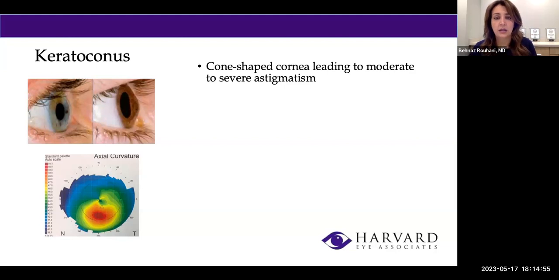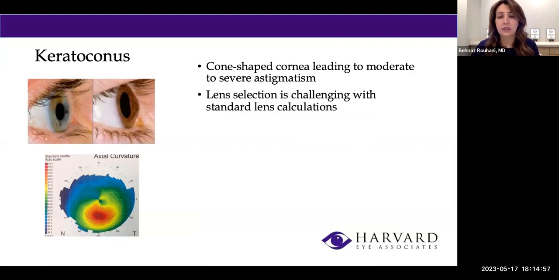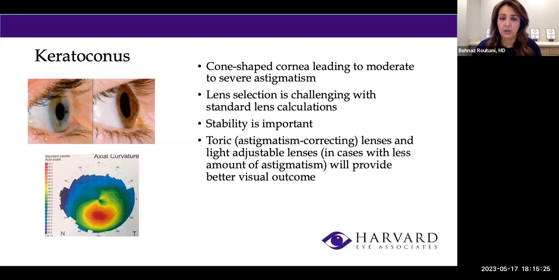Again, this can cause moderate to severe astigmatism. Lens selection is going to be challenging, again, because of the cornea curvature. And stability of this condition is very important before we move on to surgery. Most of the patients, when they develop cataracts, already have the keratoconus stabilized, because keratoconus doesn't really progress after the early 40s. But still, we need to make sure that the condition is stable before we move on to cataract surgery.